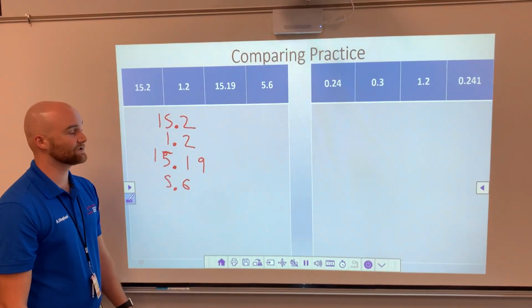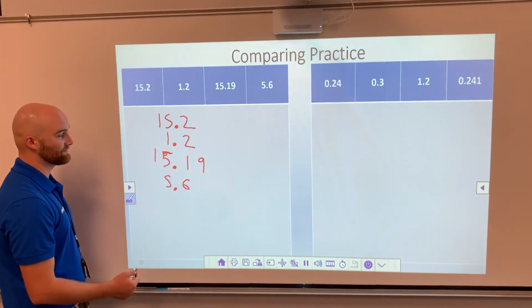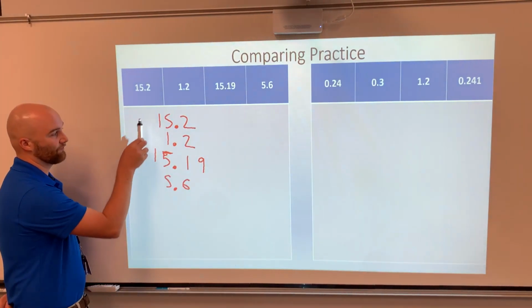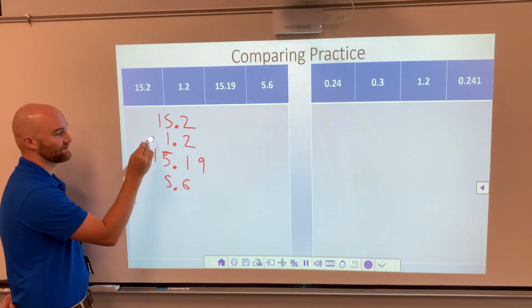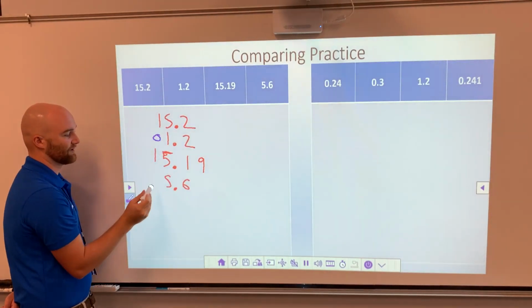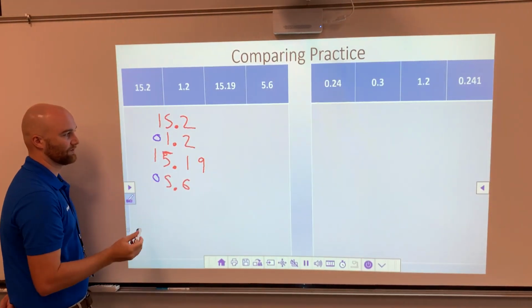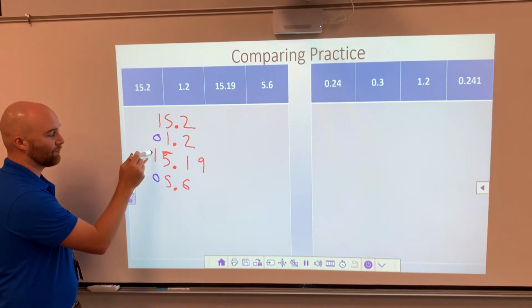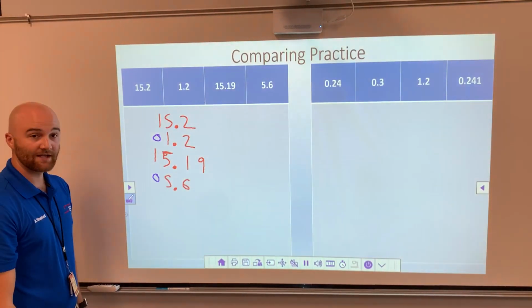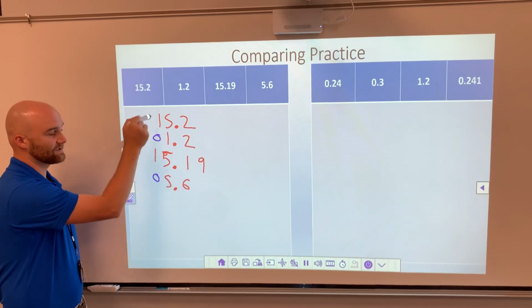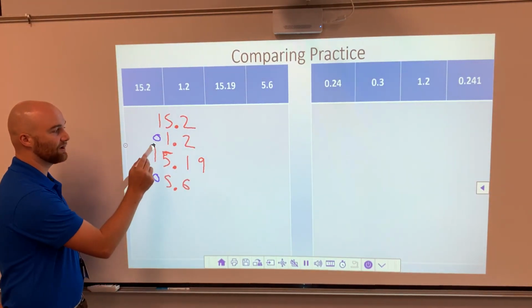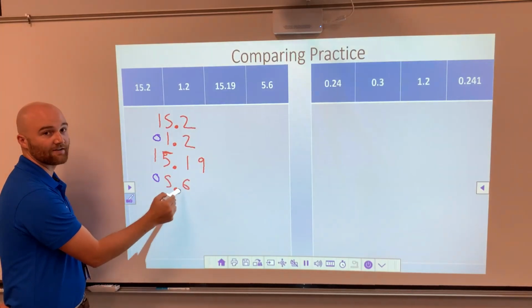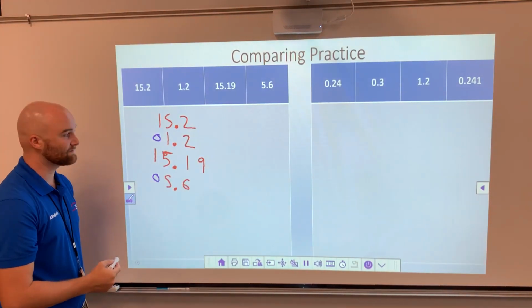If I want to know what order these go in, if I want to put them from smallest to greatest, or least to greatest, I'm going to follow my steps. First, I'm going to go from the left. I see a 1 and this is an empty space, so I'm going to fill in a 0, and a 0. 1, 0, 1, 0. Okay, so I know these zeros are less than the 1s. So that means I'm going to focus for right now just on the 1.2 and the 5.6 to figure out which one of these is smaller.